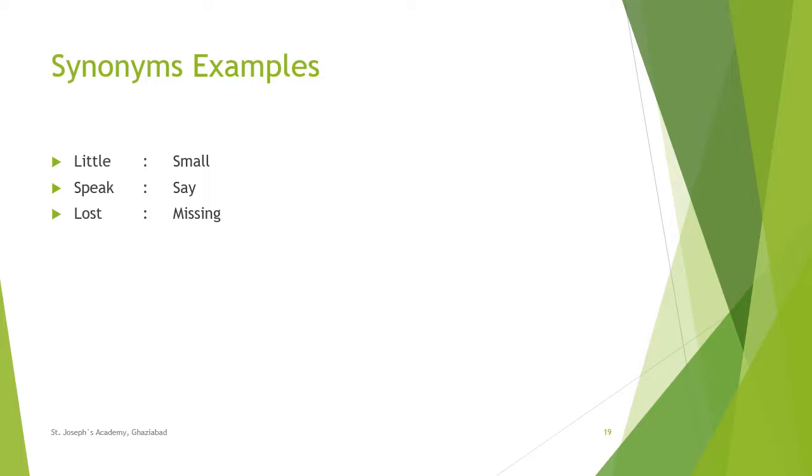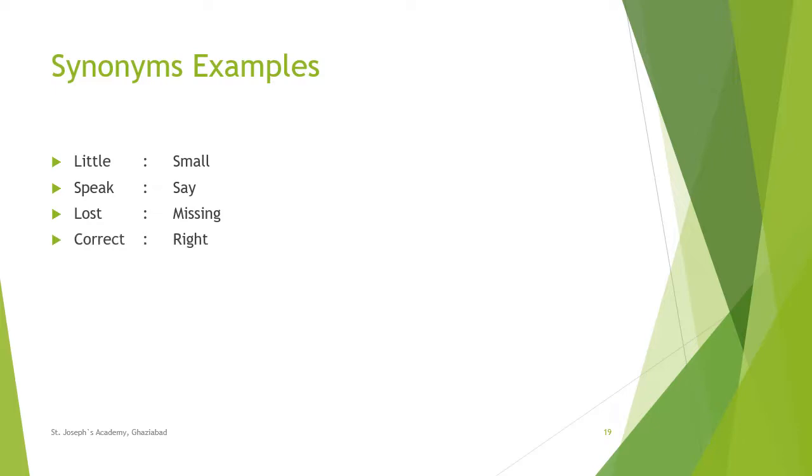Little and small both mean the same thing, so they are synonyms to each other. Next is speak and say. Speak and say both have a similar meaning, so they are synonyms to each other. Next is lost and missing. Lost and missing both are similar in meaning, so they are synonyms to each other.